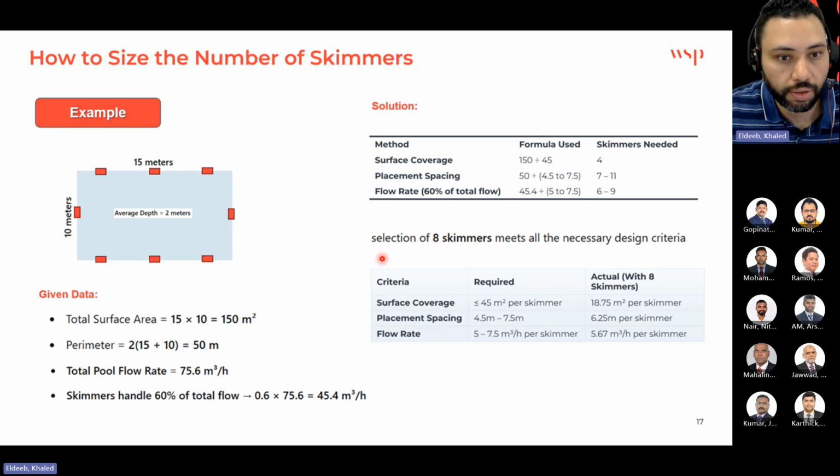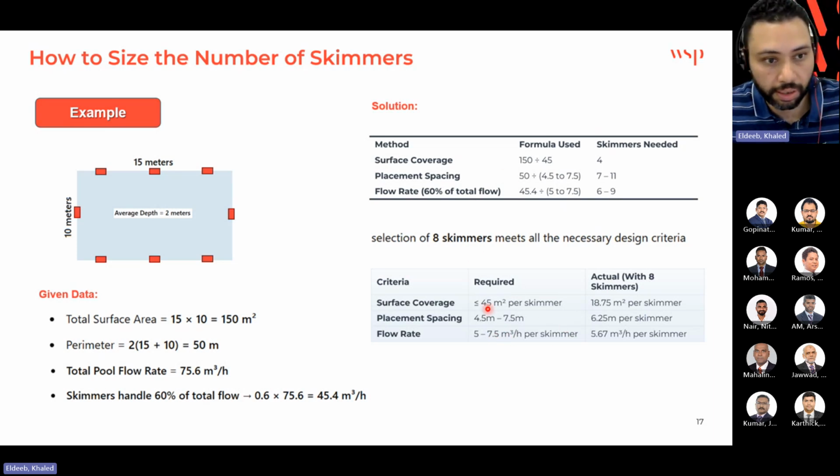So the selection that I made here is 8 skimmers. This meets all necessary design criteria. As you see here, based on the surface coverage, it is less than 45 square meters, it is 18. Based on the spacing, it is within the range, 6.25. Based on the flow rate, 5.6, which is within the range as you see here. So it's satisfying all criteria.